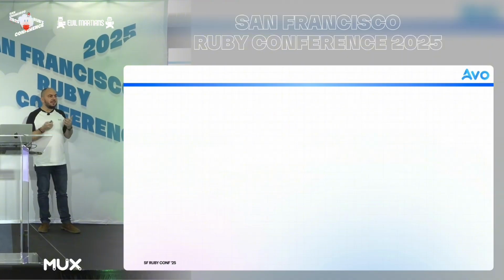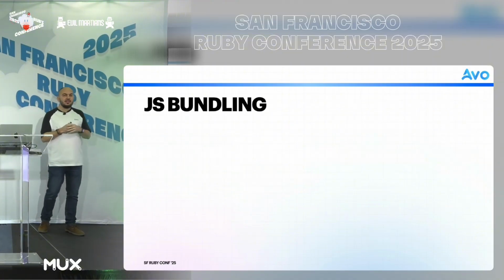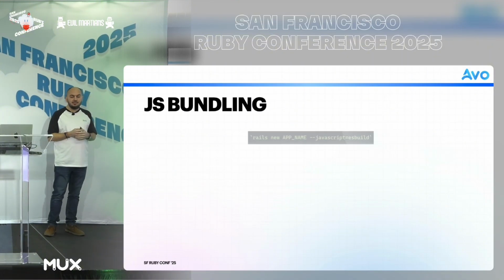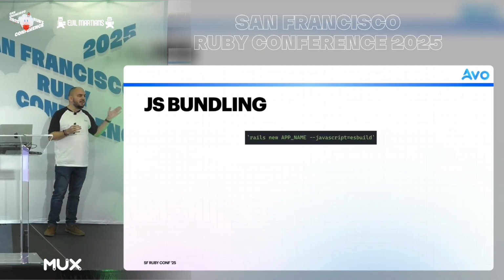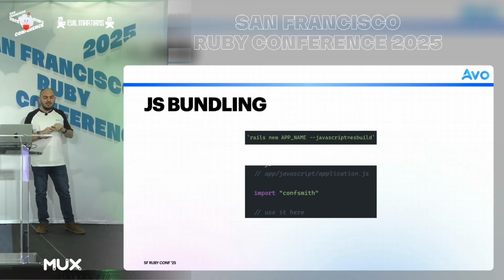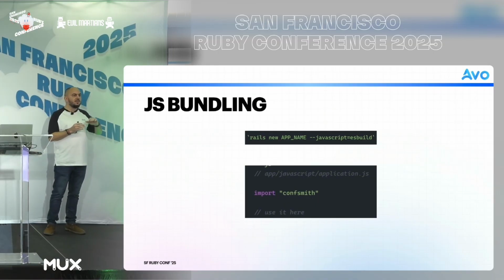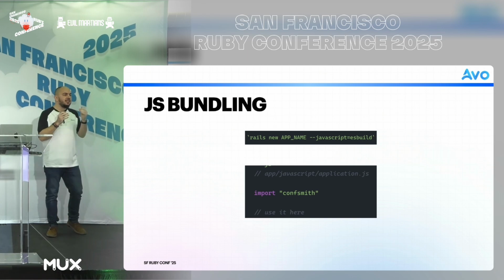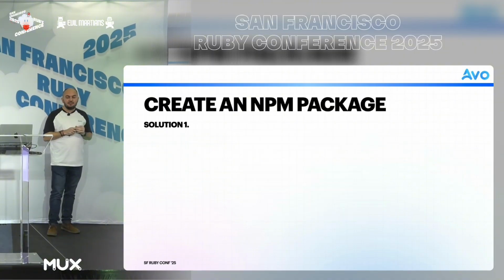So import maps are great, but not everybody's using them. So maybe the parent app is using JS bundling, and maybe it was configured with the JavaScript flag like this, like esbuild. And then maybe the user would just want to use our package just like that, like import consmith. Unfortunately, that's not possible. Even though Propshaft exposes the consmith.js file through the engine, esbuild is a separate process. It doesn't know about that. So we can do a few things to make that work.